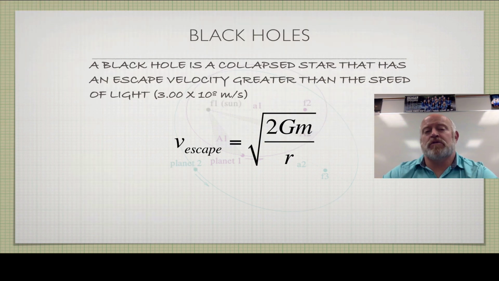Now, what about black holes? How do black holes work and how does that pertain to this idea? A black hole is actually a collapsed star. So it's gotten old, it's burned up its fuel, and it goes supernova, and it collapses in on itself. Now, the result of that collapse is you create an extremely dense, extremely small piece of matter that has such a strong attraction that nothing can escape it.